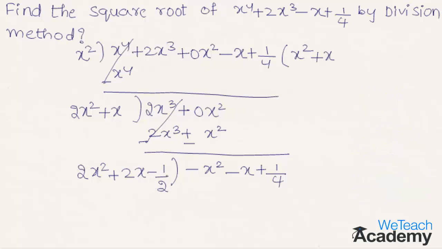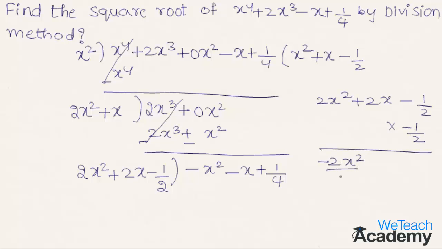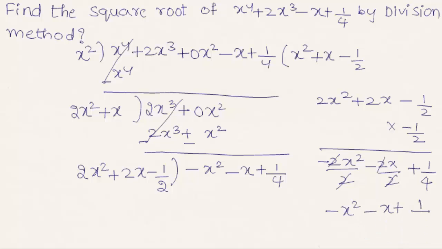And now let us multiply the new divisor with minus 1 by 2. We get 2x square plus 2x minus 1 by 2 into minus 1 by 2. On multiplying this we get minus 2x square by 2 minus 2x by 2 plus 1 by 4. Here 2 and 2 get cancelled in the numerator and denominator. Similarly here also, by simplifying, 2 and 2 get cancelled. So we get minus x square minus x plus 1 by 4. Let us write it over here.